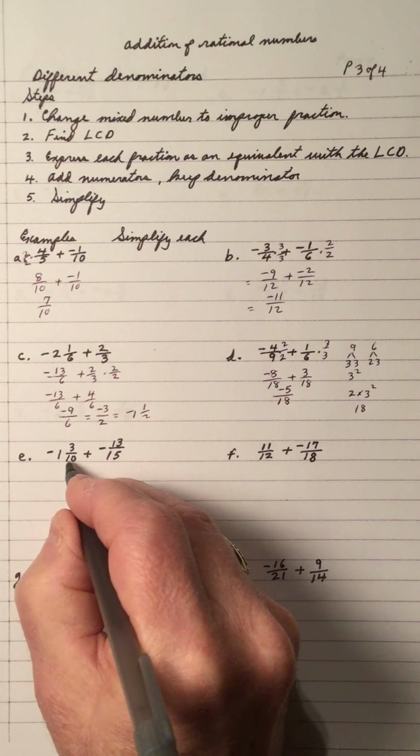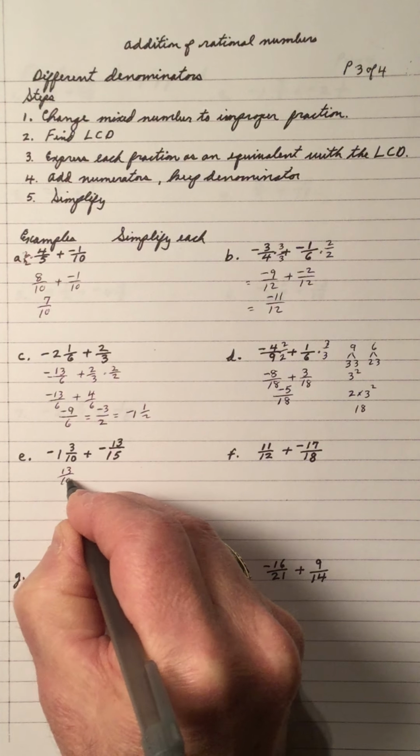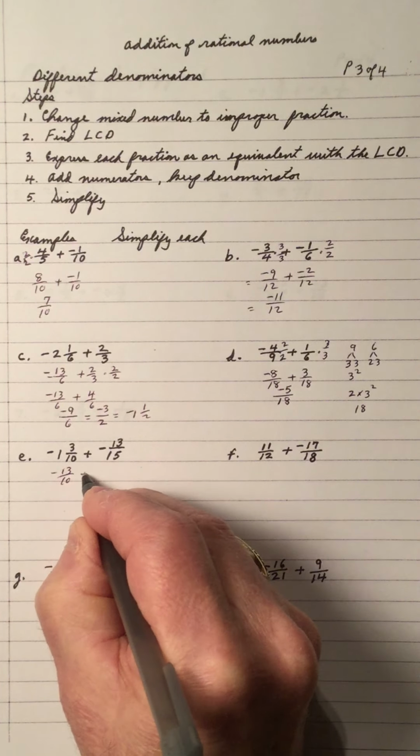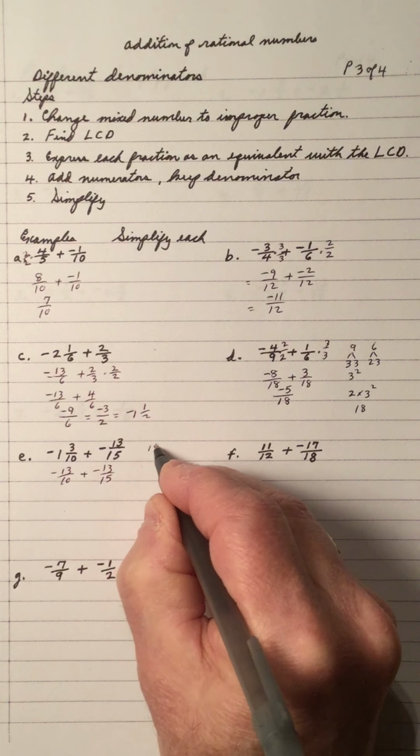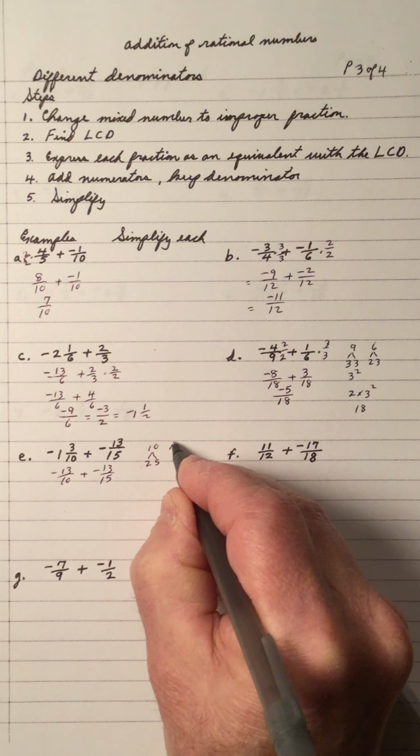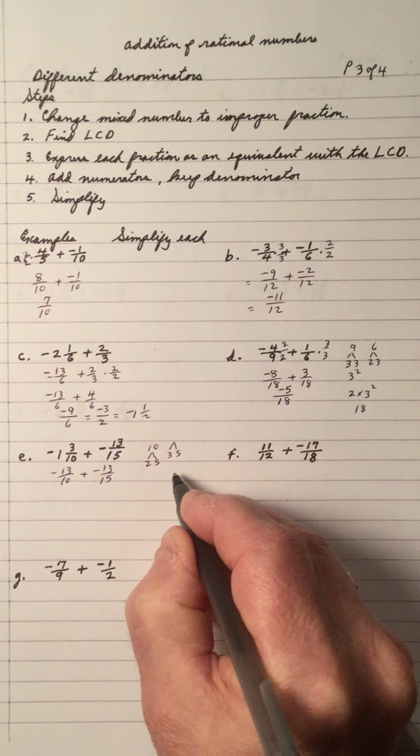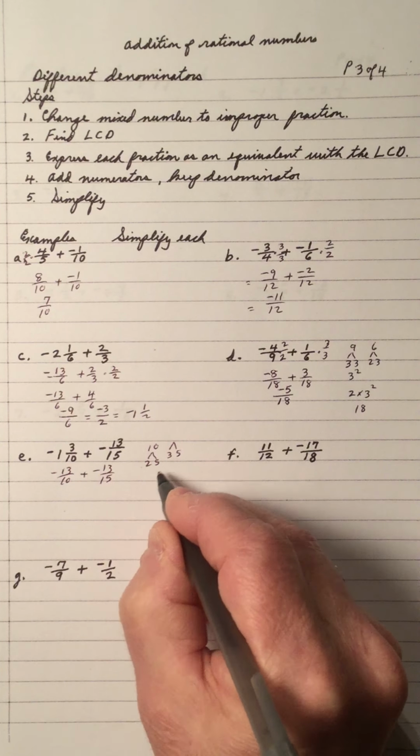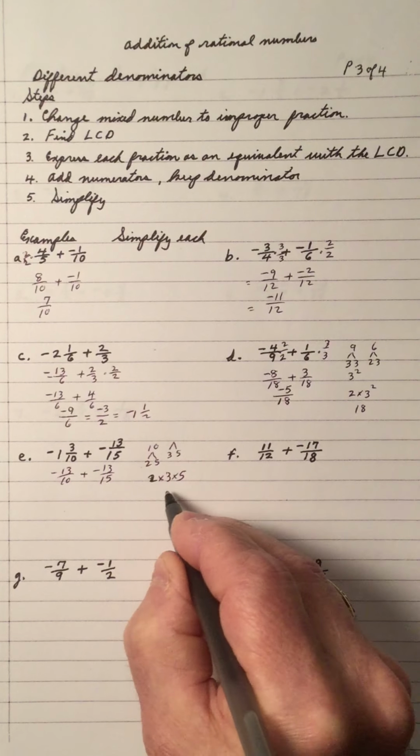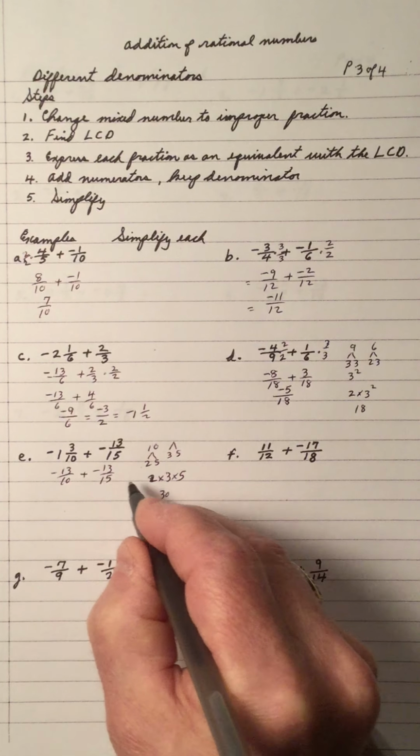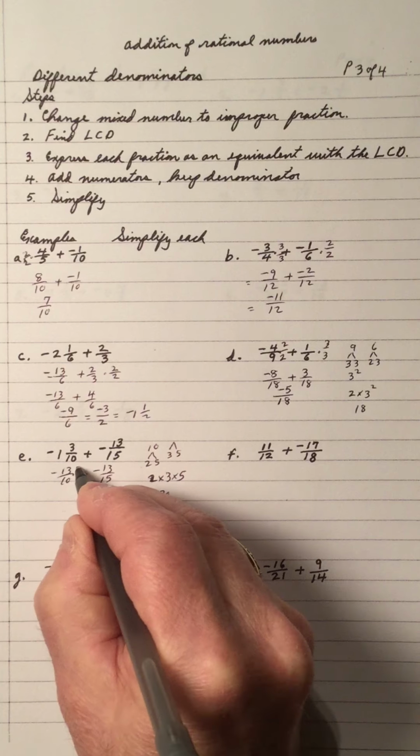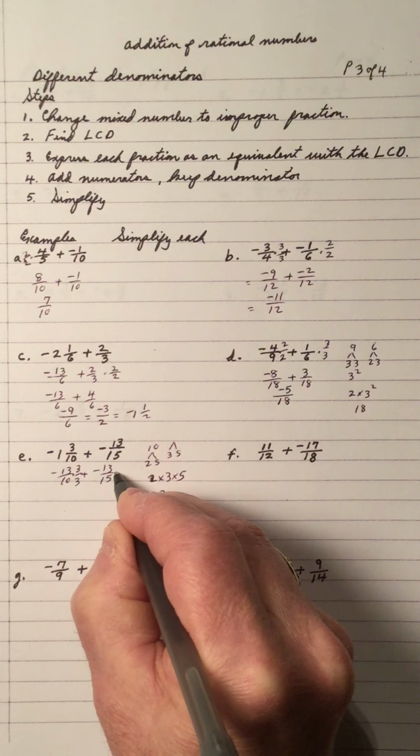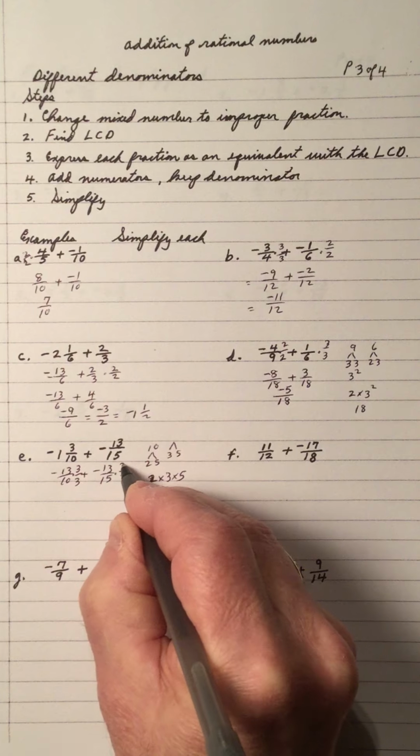E, 1 times 10 plus 3 is 13 over 10. Add on -13 over 15. Common denominator, let's see, 10 is 2 times 5. 15 is 3 times 5. So we have to write down each factor. We got a 2, a 3, and a 5. 2 times 3 times 5, 6 times 5 is 30. So we have to multiply 10 by 3 over 3. Multiply 15 by 2 over 2.